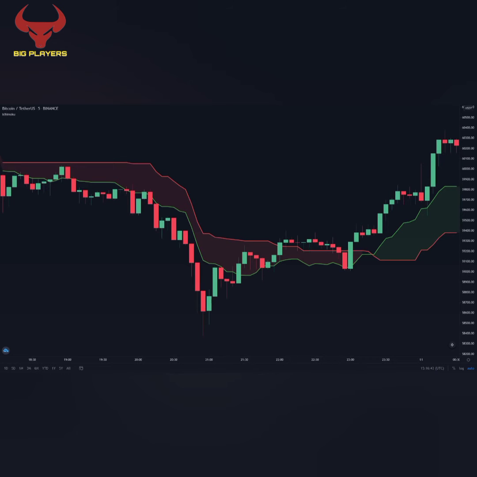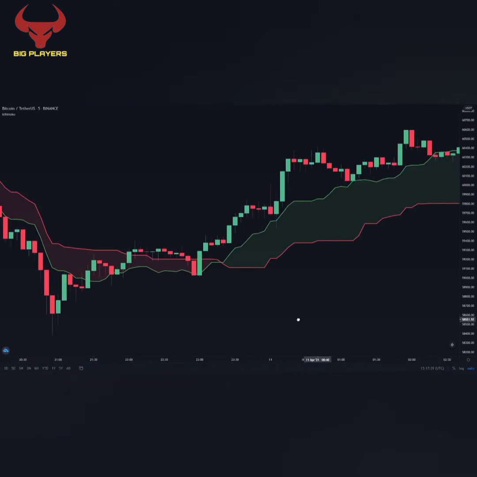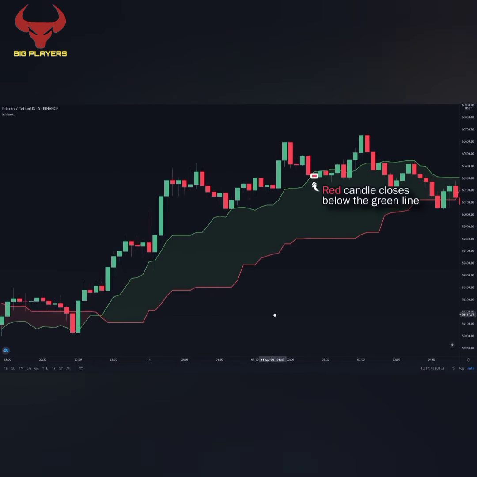Now for your exit strategy, you want to let the trade run until a red candle closes below the green line. Once this happens, you exit your long position.